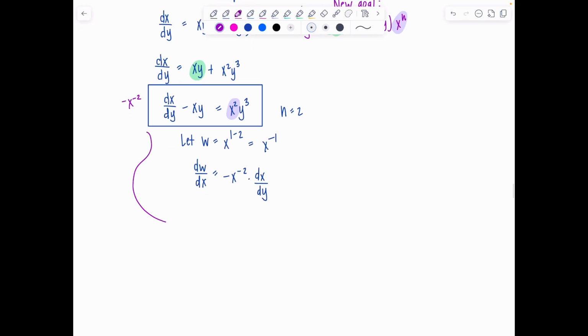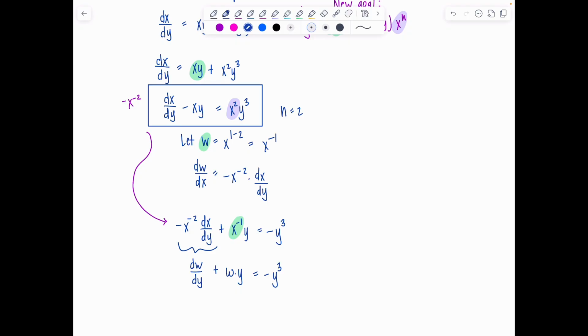All right, now what do we have? So negative x to the negative second, dx/dy, plus that'll be x to the negative first y equals negative y cubed. Beautiful. This should be a linear differential equation in w now. So indeed, this is dw/dy plus, who's x to the negative first? That's w, times y equals negative y cubed.